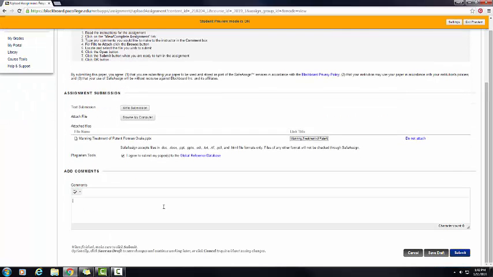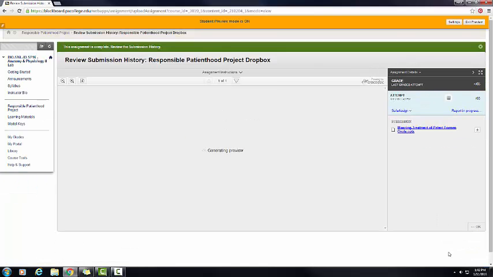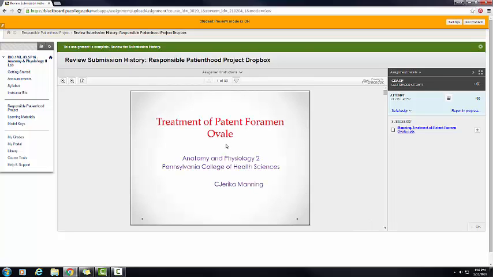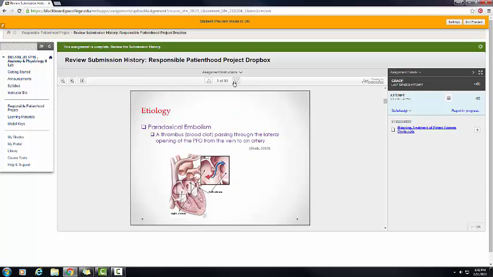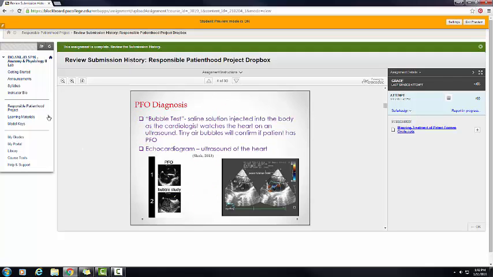If you want to make any comments to me, you can type them in here. You don't have to, but that's an option. And then you'll click on Submit. And you'll be able to see it'll generate a preview, and it'll be able to show you that your assignment has been posted. So that's what this one's doing right now. So it'll be able to actually see the whole PowerPoint. You can go through and take a look at the whole thing.